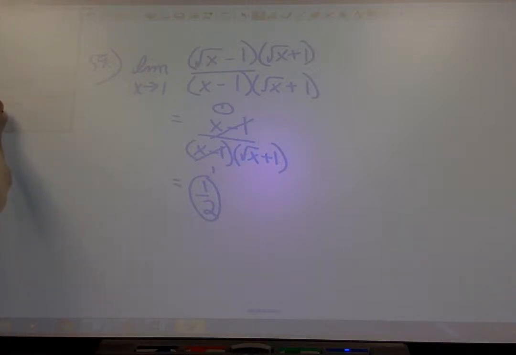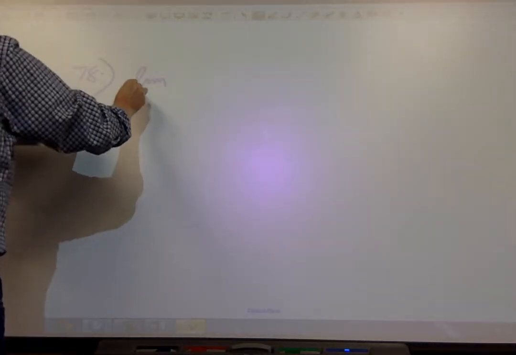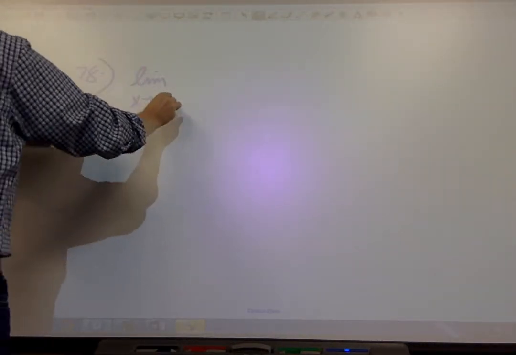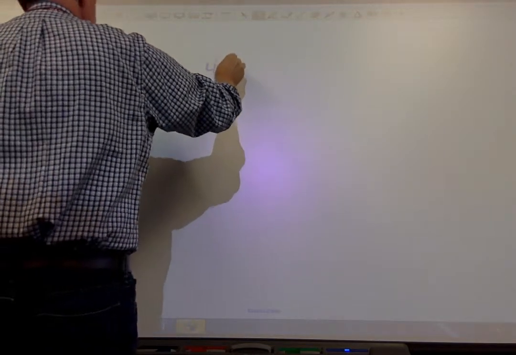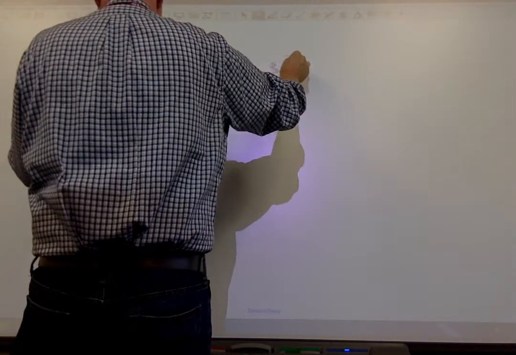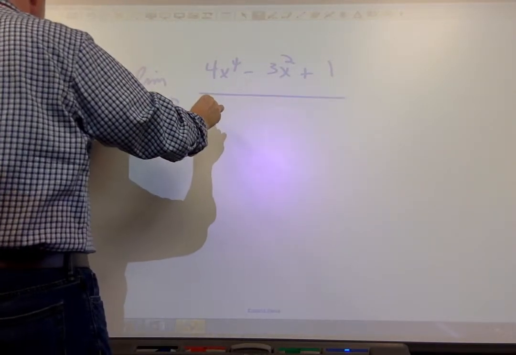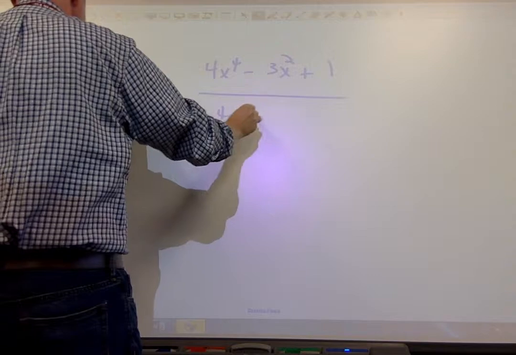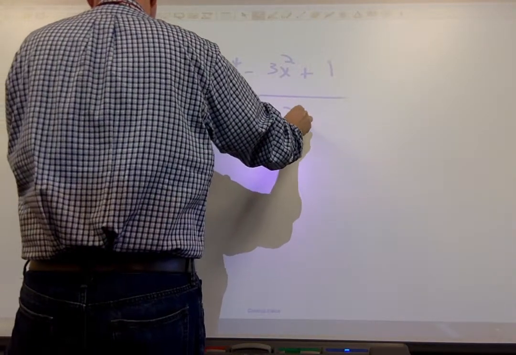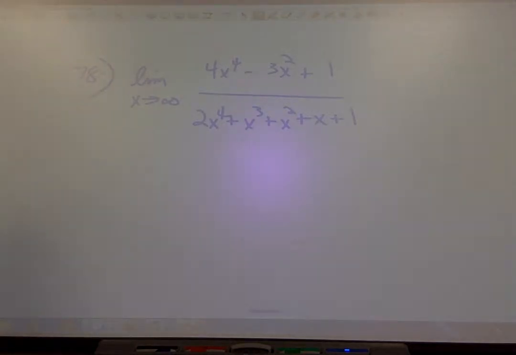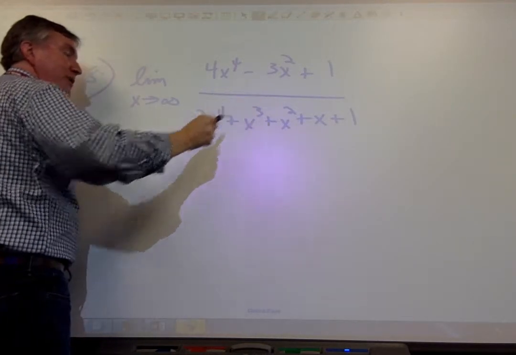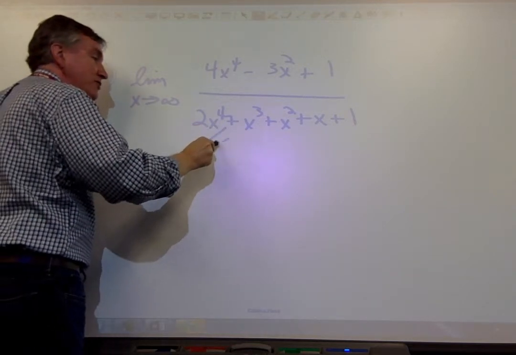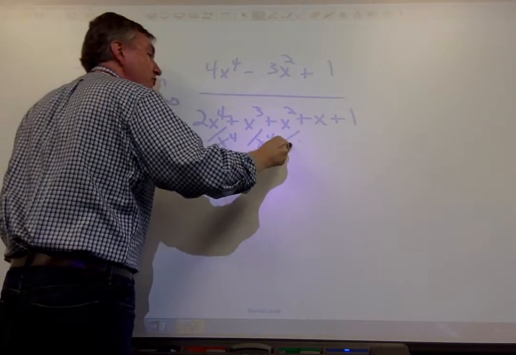Now, remember, that was the type. 78 was the type where we said the limit as x goes to infinity of 4x to the 4th minus 3x squared plus 1 over 2x to the 4th plus x cubed plus x squared plus x plus 1. What did I urge you to do if you have an infinity limit and it's a rational function like that? Didn't we say divide everything by the highest power of x in the denominator? Remember that? So if I do that, I'm going to divide everything by x to the 4th and then look at it.